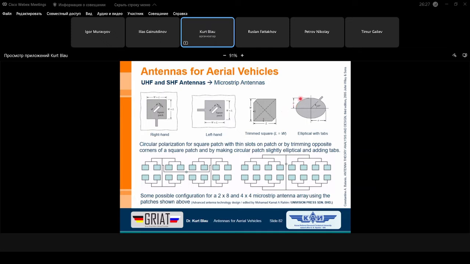This elliptical shape of a patch antenna creates circular polarization. Then we go further and touch the problem of antenna arrays. Here we can see some configurations of, let's say, group antennas made by such patch elements. This was a group antenna consisting of subgroups, let's say 2 by 2, so 1, 2, 3, 4 such subgroups of 4 elements, or 2 by 2 elements.